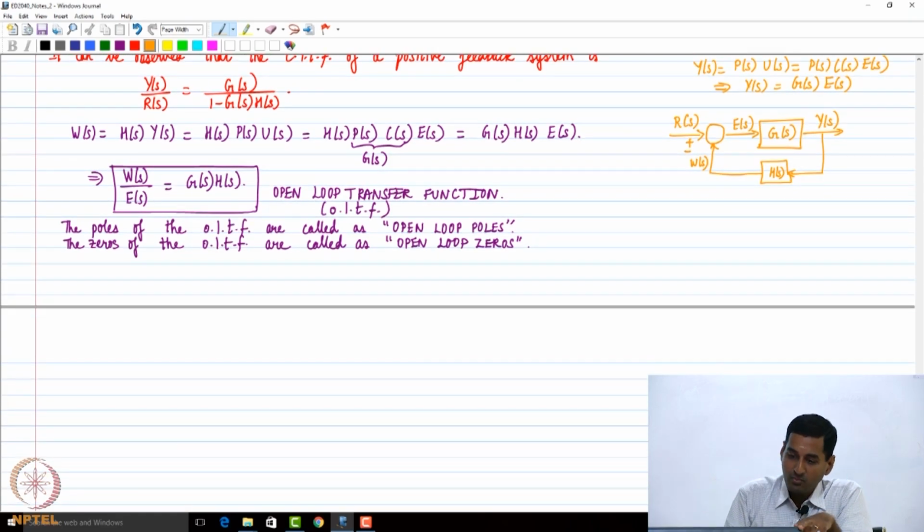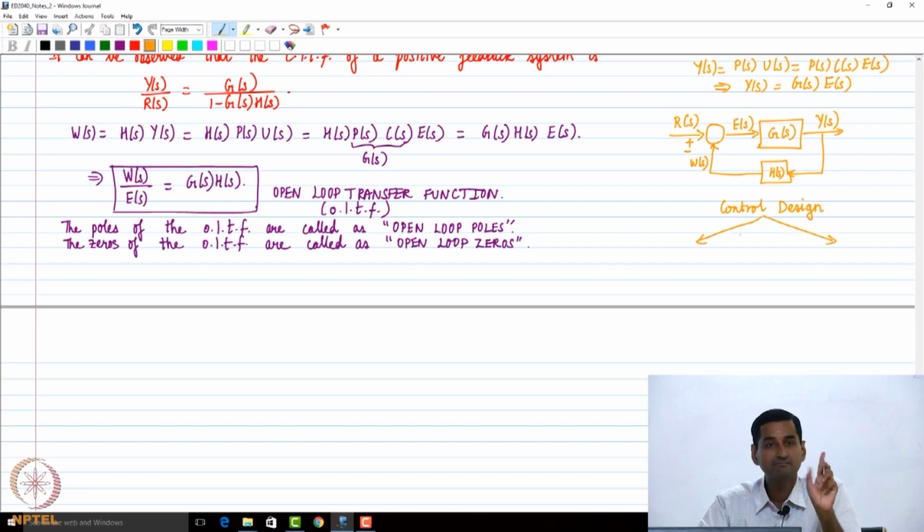And one important thing is that in any control design, a control designer should look at two important aspects, in this order. The first one is that of stability. The second aspect is that of performance.